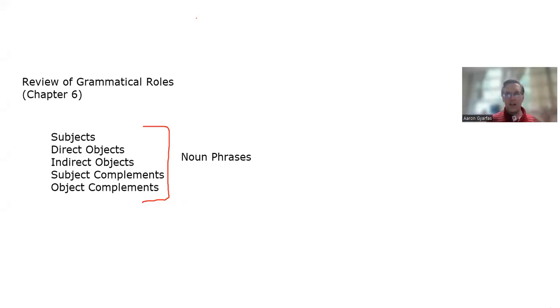So just to reiterate, subjects, as we saw, could be something other than a noun phrase. We saw an example where we had a verb as the subject. And complements, especially subject complements, may be something other than a noun phrase, like an adjective. But we saw that all five of these grammatical roles can be played by a noun phrase. Noun phrases can be subjects or objects or complements. And we were focused on noun phrases in chapter 6. For chapter 7, we're going to focus on something different.